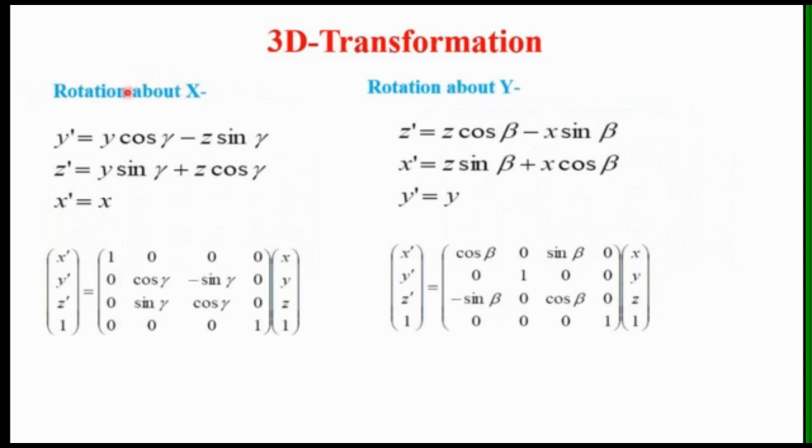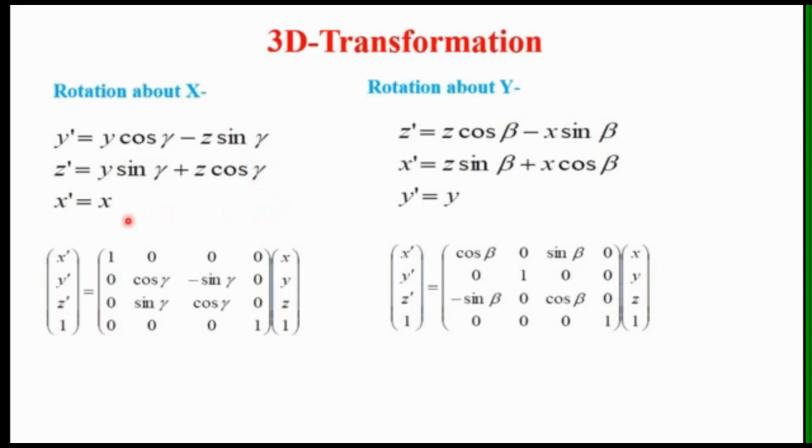Then, when we want to rotate an object in 3D about the x-axis, the x dash will remain the same as x, but the coordinates y dash and z dash will change. So y dash will become y into cos of gamma minus z into sin of gamma, and z dash is equal to y into sin of gamma plus z into cos of gamma, where gamma is the angle of rotation.